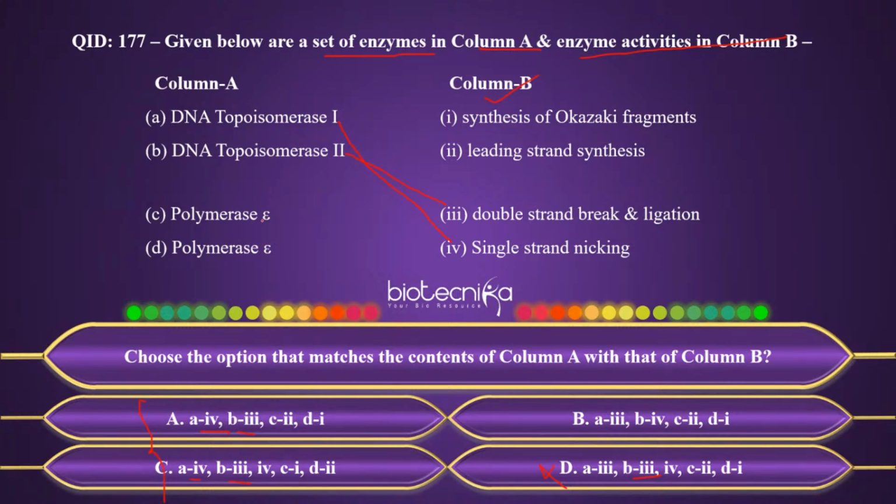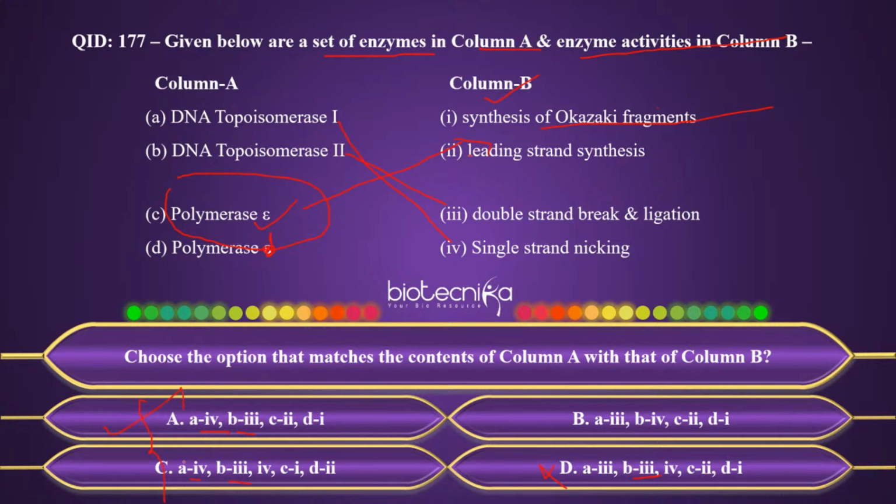So here it says C2. Polymerase epsilon is basically involved in the leading strand synthesis, right? Here it should be delta, I guess. By mistake I have written it, so you can correct it. It is delta. Polymerase delta is responsible for the synthesis of Okazaki fragments, the lagging strand, while polymerase epsilon is responsible for the synthesis of the leading strand.